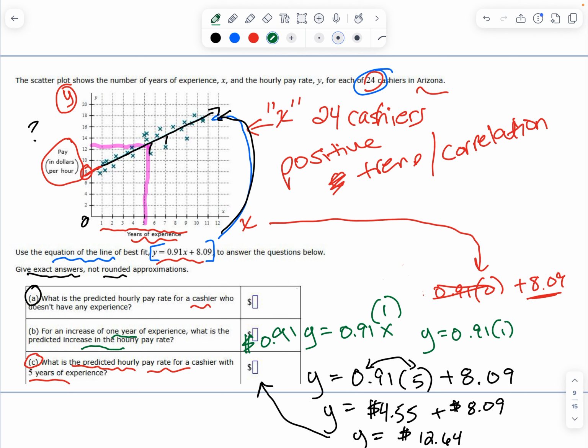If you look at this equation in general, let's highlight this here. Your starting pay at year 0 would be $8.09 per hour. And then for every year, which is X, you could expect almost a $1 raise, basically a little less than $1, 91 cents.